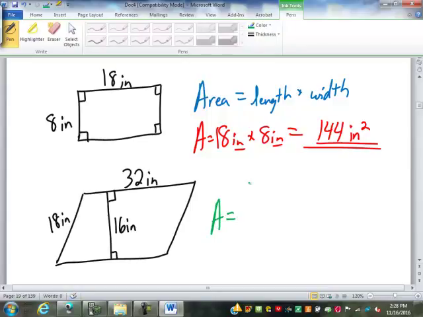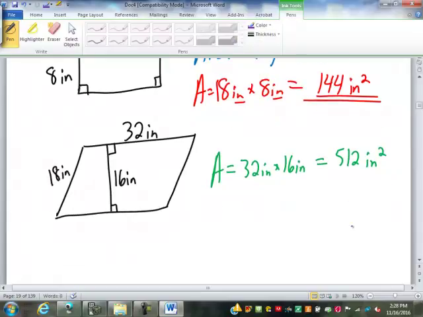Remember, area is always found by multiplying two perpendicular dimensions. So the area here will be the 32 inches times the 16 inches. 32 times 16 is 512. Inches times inches is inches squared.